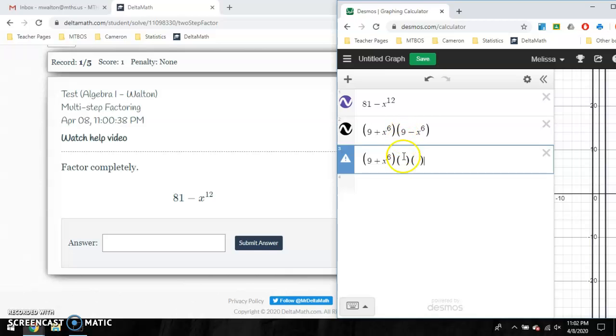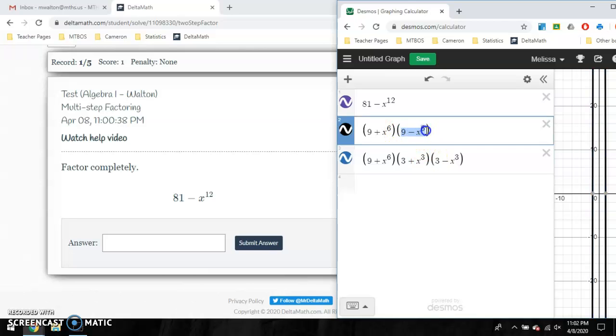9 is 3 times 3. I'll have a positive and a negative here. And then finally, x to the 6th. If I want to break that up, x to the 6th broken in half will be x to the 3rd times x to the 3rd. All right, and this is our final answer. I'm left with 9 plus x cubed, or 9 plus x to the 6th.